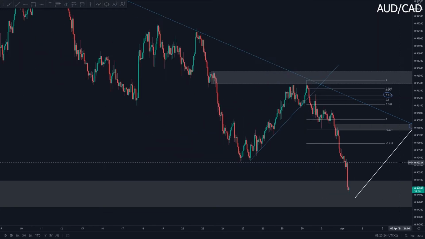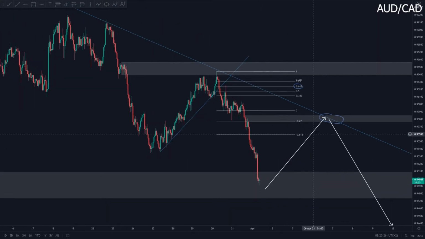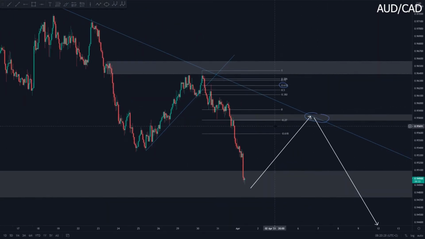So yeah, that's what I'm looking for on AUDCAD: potential pullback plays, back up towards the trend line, back up towards the 618, and back up to my liquidity area.